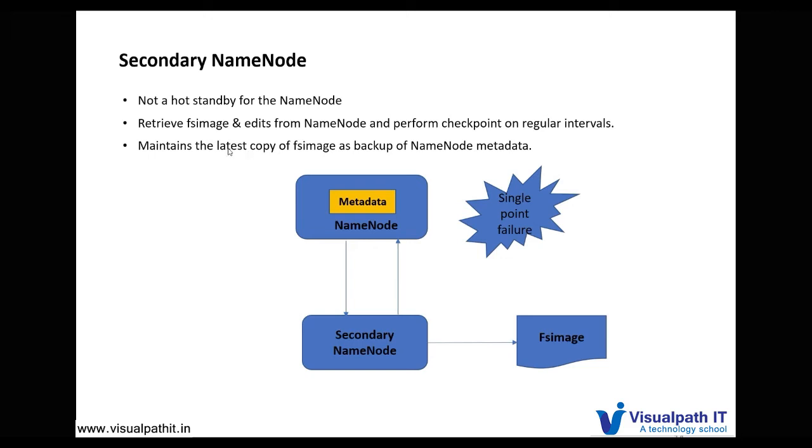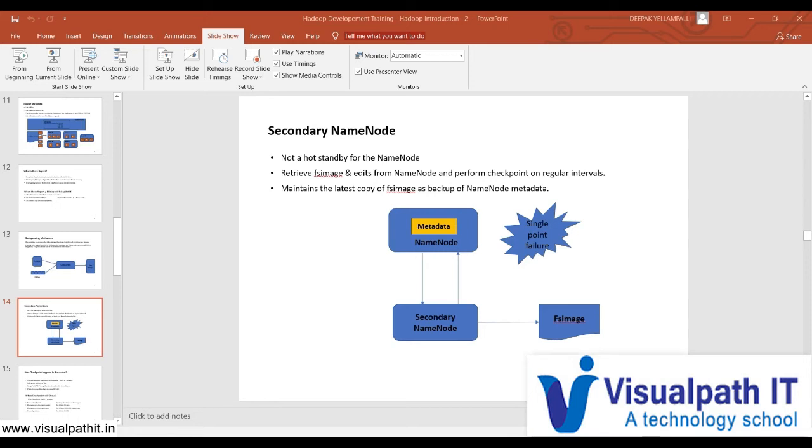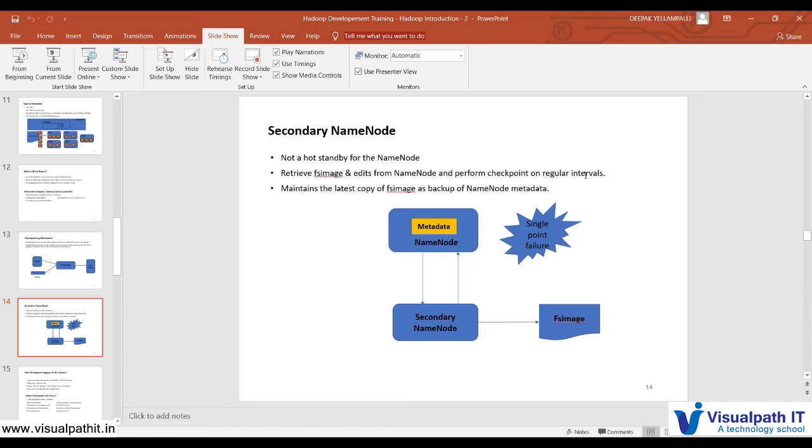And what will it do? In the process of the checkpointing operation, the secondary name node retrieves the FS image and edits from the name node and performs checkpointing operations at regular intervals, like every 1 hour. And it also maintains the latest copy of the FS image as a backup of the name node metadata. So it will do that on regular intervals. That is the secondary name node's duty in the Hadoop 1x environment.